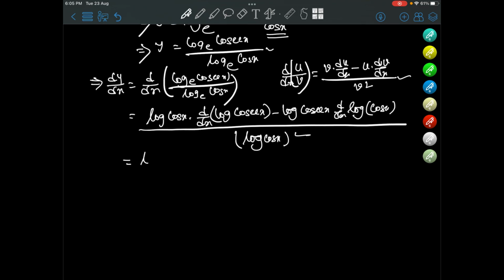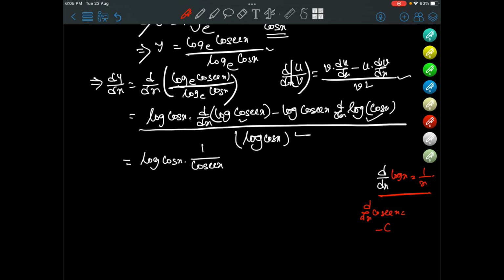Now we are going to take the derivative of each individual log function. For log of cos x, what is the derivative of log x? Derivative of log x equals 1 by x. So we perform the derivative of log x over here. For log cosec x, we have cosec x, that's why 1 by cosec x. But what is the derivative of cosec x? That is minus of cosec x into cot x. So minus of cosec x into cot x.